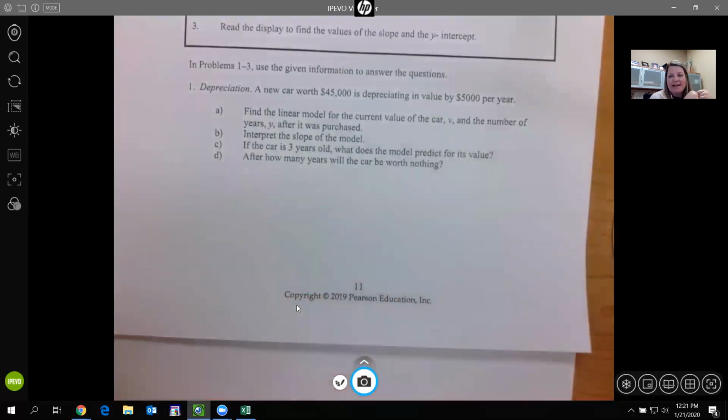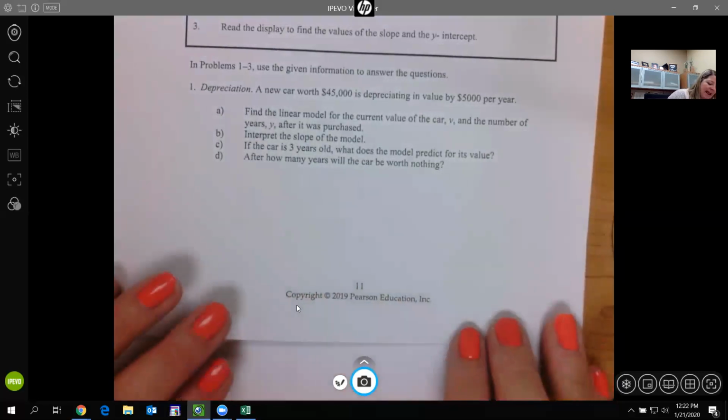The slope is your rate. What are you doing? Well, you're depreciating. So that's going to be negative, and it's going to be $5,000 a year. So you're going down $5,000 a year. So that's going to be our slope.